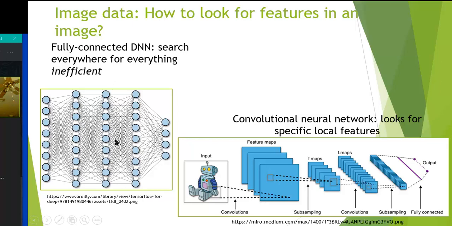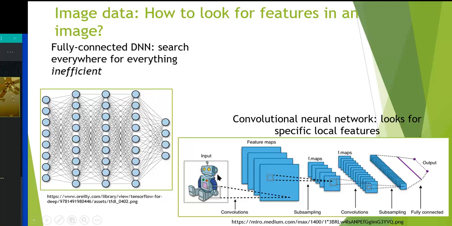To configure this network, you need to assign a number to each one of these edges. So in fact, what you're doing with this network is you're looking everywhere for everything. This is like looking for a needle in a haystack. You're saying, well, it could be anywhere, so I'm going to look everywhere, and I'm going to look at everything. That's not efficient.